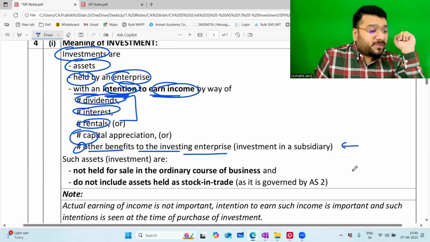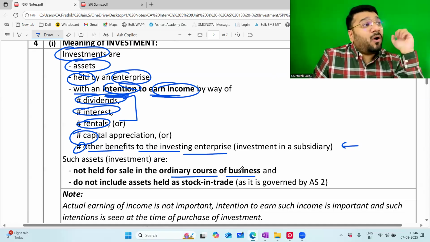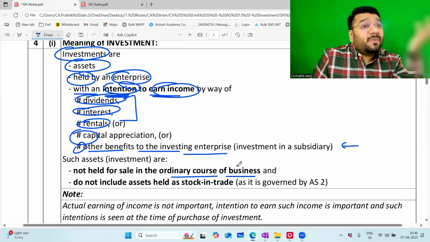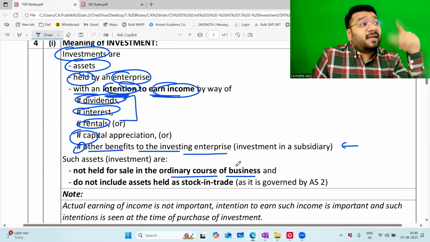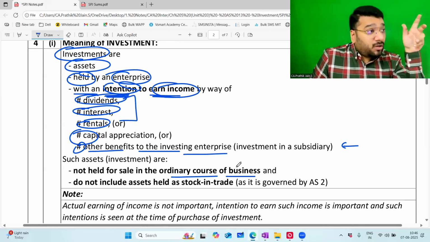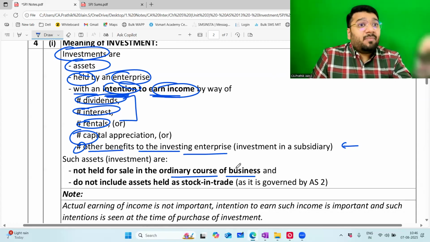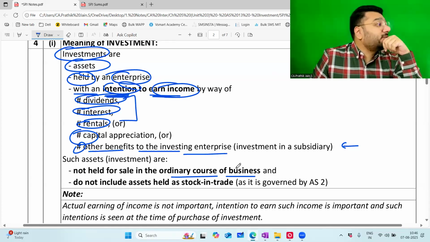Now, any investment done in the ordinary course of business, we will not consider as investment under AS 13. If I'm a land dealer, a real estate developer, I buy land, sell land, buy land, sell land. That becomes my stock. So I can't say that I invested in land, though in general language we say I invested in land. But AS 13 does not consider that as investment. They consider that as something else.